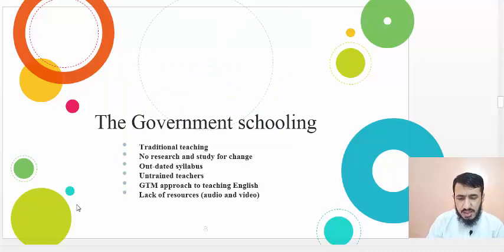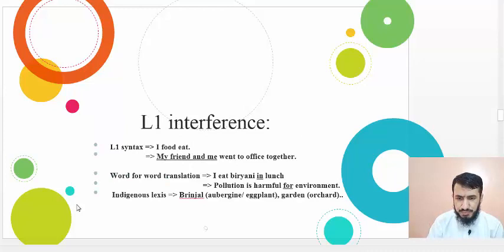The final element in the government schooling system is the lack of resources. I mean, they do not make use of native speakers' resources, such as audios and videos and authentic material. They should be using authentic material. However, they do not because of the outdated teaching method.